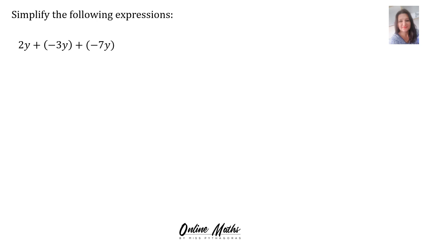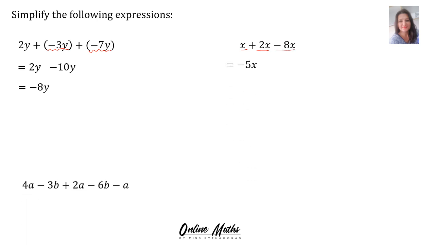Simplify the following expressions, and now there are variables. So again, let the 2y just write with, and then we add all the negatives. So you say -3y plus -7y is -10y, and then 2y minus 10y is -8y. On the right, x plus 2x is 3x, minus 8x is -5x.